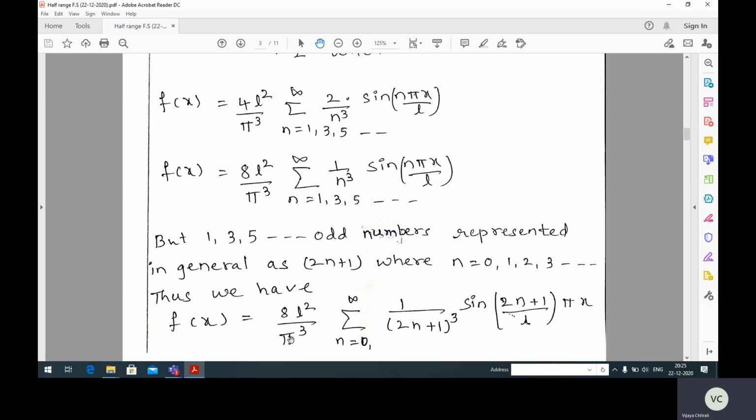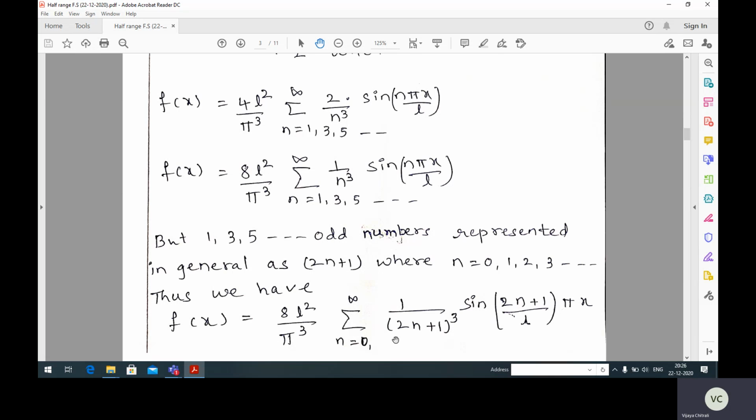Thus we have 8L square divided by pi cube, summation n is equal to 0 to infinity, in place of this n you replace 2n plus 1, raised to 3, into sine of (2n plus 1) pi x divided by L. So what it indicates is that this is an odd number. 2n is even and 2n plus 1 is an odd number, right? So substitute n is equal to 0, so this will be 0, and you will get 1 cube. 1 cube is 1, which means it is an odd number, right?